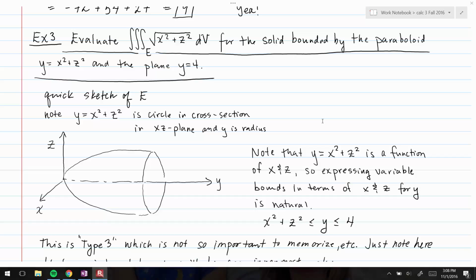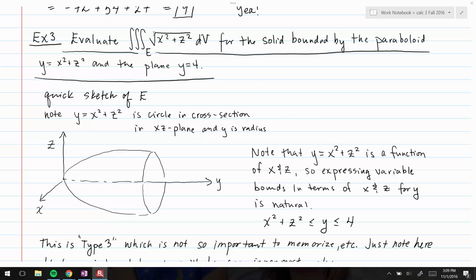Alright, we are in 15.7, which is triple integration. Example 3 says evaluate the triple integral of the root of x squared plus z squared for the solid bounded by the paraboloid y equals x squared plus z squared and the plane y equals 4. Alright, we have a lot going on here.